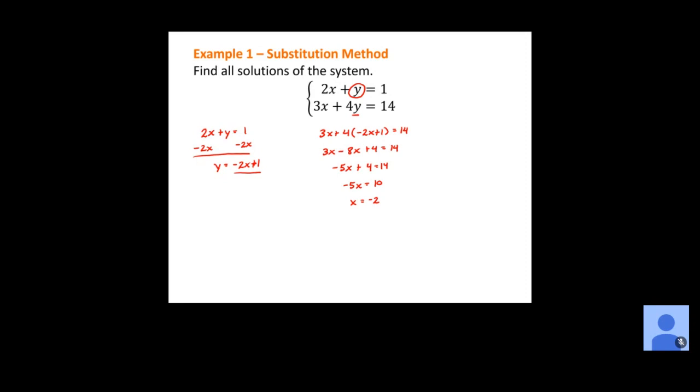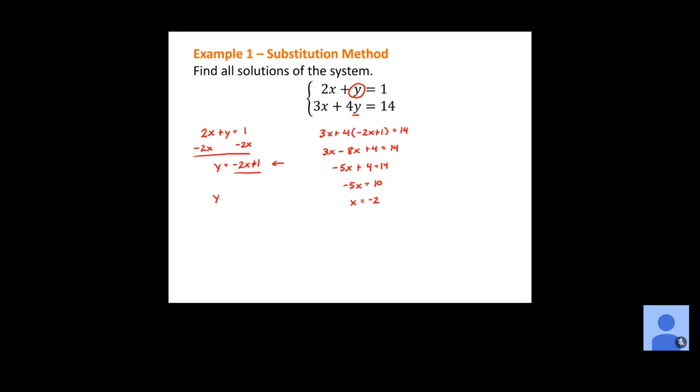Now, be careful, we're not done yet. The reason is we're looking for the solution to this system, meaning we need an x value and a y value that would make both of these equations true. So once I find that x value, I still need to go back and back substitute to figure out what y is. It doesn't matter which equation you plug into, and honestly, the easiest place to substitute this time is going to be this equation that we've solved for y already.